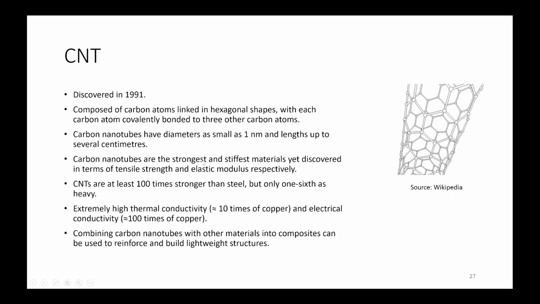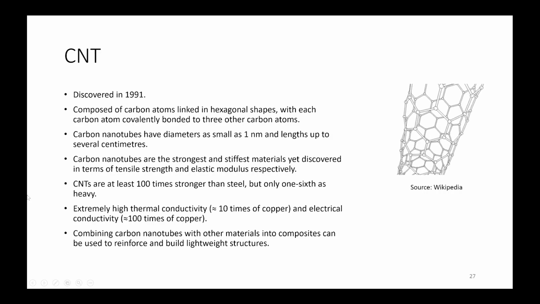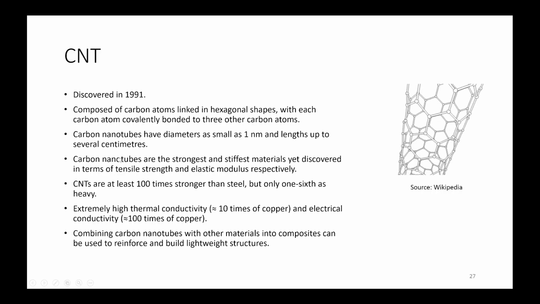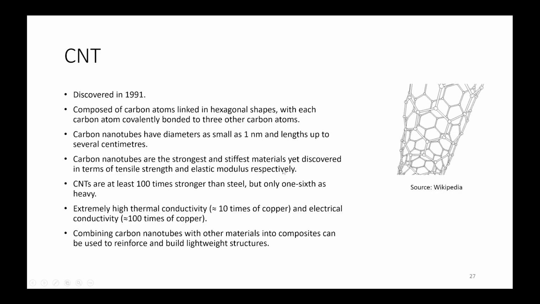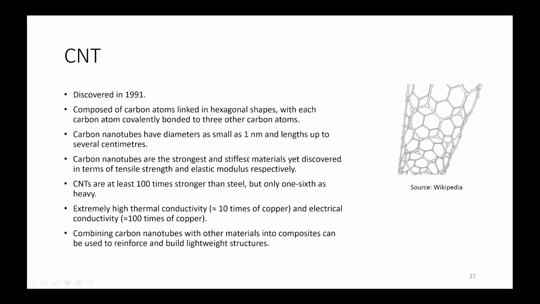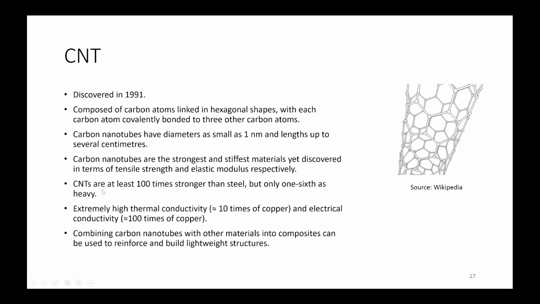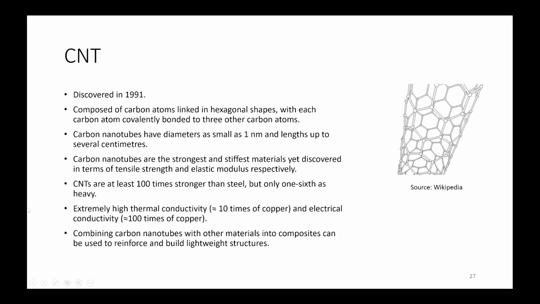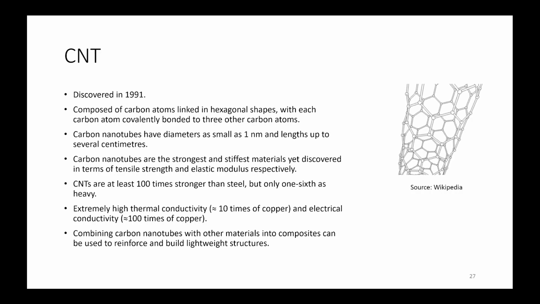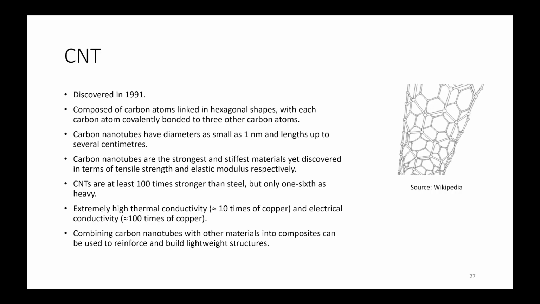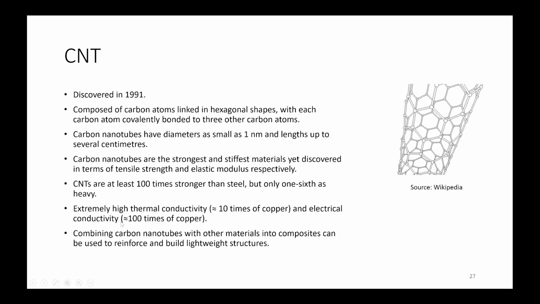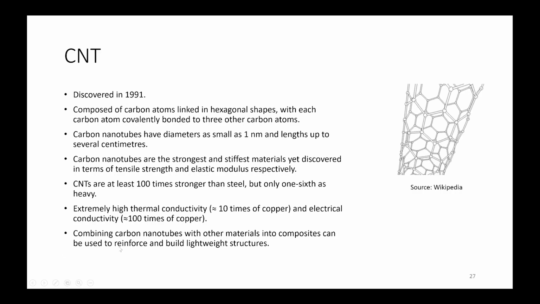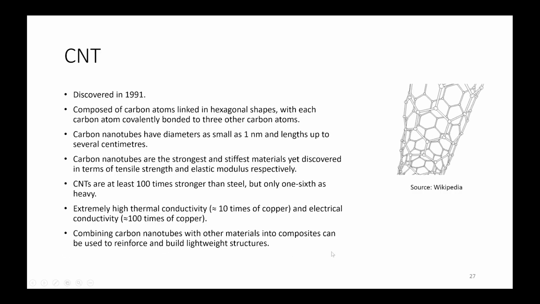These nanotubes are the strongest and stiffest material yet discovered, in terms of tensile strength and elastic modulus respectively, and they have very good electrical conductivity as well. CNTs are at least 100 times stronger than steel but only 1/6 as heavy. They have extremely high thermal conductivity, around 10 times that of copper, and electrical conductivity 100 times that of copper. Combining carbon nanotubes with other materials into composites can be used to reinforce and build lightweight structures.